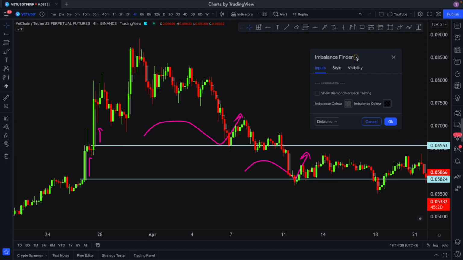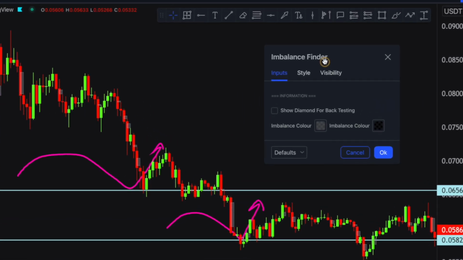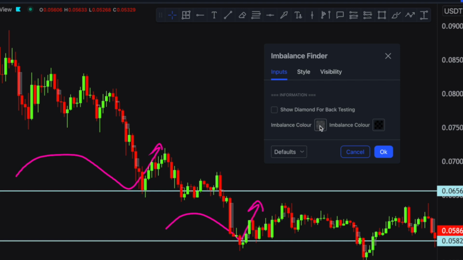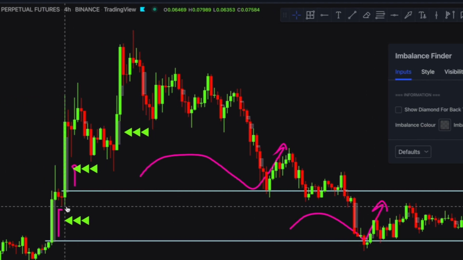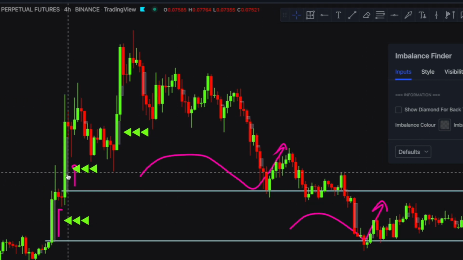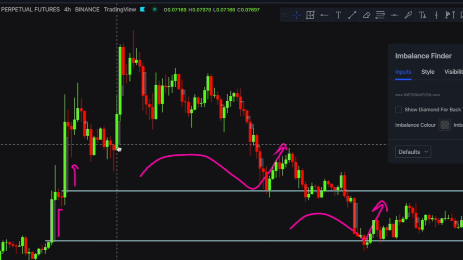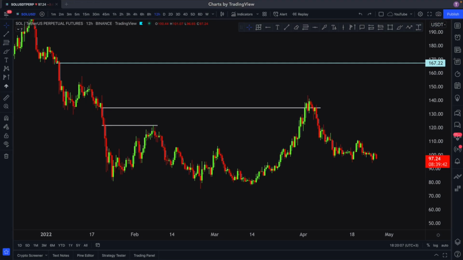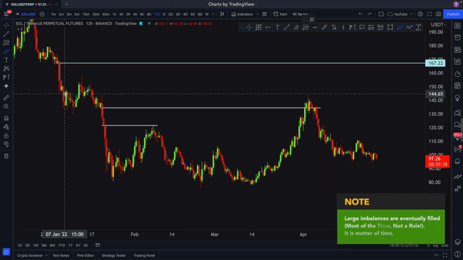What are my settings? Luckily, there are no settings needed for the imbalance finder. I just made it a soft transparent gray in my charts, so it blends well with my charts without confusing me. You can use any color that you want. How to use imbalance finder indicator is again very simple.